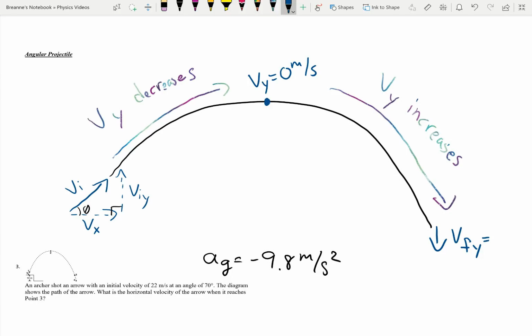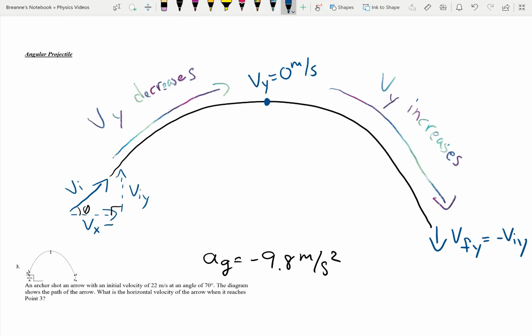So your VFY is going to be the same, it's just going to be negative. So the same number, different direction. VIY is going to be positive, your VFY is going to be negative.